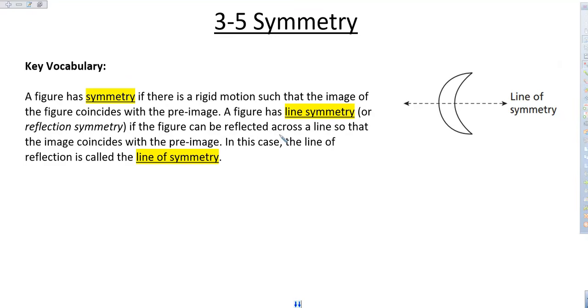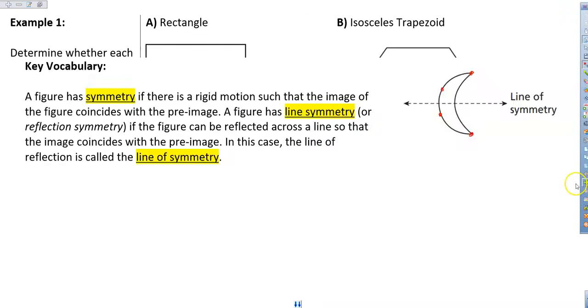The first type of symmetry is line symmetry, which is also sometimes called reflection symmetry. If I can reflect a figure across a line so that it looks the same as it did when it started, then that is called line symmetry. The line of reflection is the line of symmetry. Like if I look at this moon here, if I reflect it over this line, this point is going to map onto this point, and this point is going to map onto this point, and they are all going to line up so that the figure will look just like it did when it started.